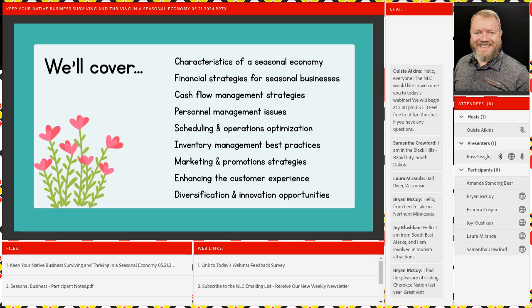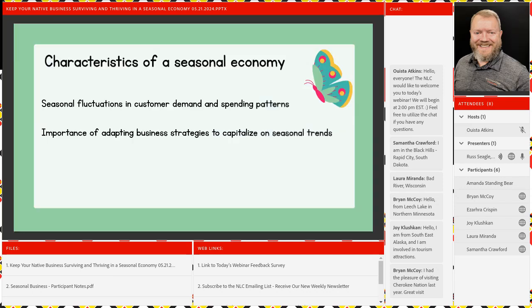You're really going to take down some big heavy hitters if you can do better than they can in terms of managing people and giving customers a great experience. And finally, diversification and some innovation opportunities. We'll talk about a few things toward the end also that maybe didn't hit this index, this table of contents, so to speak, but we're going to make sure that we cover everything from soup to nuts as it pertains to seasonal economies and seasonal businesses.